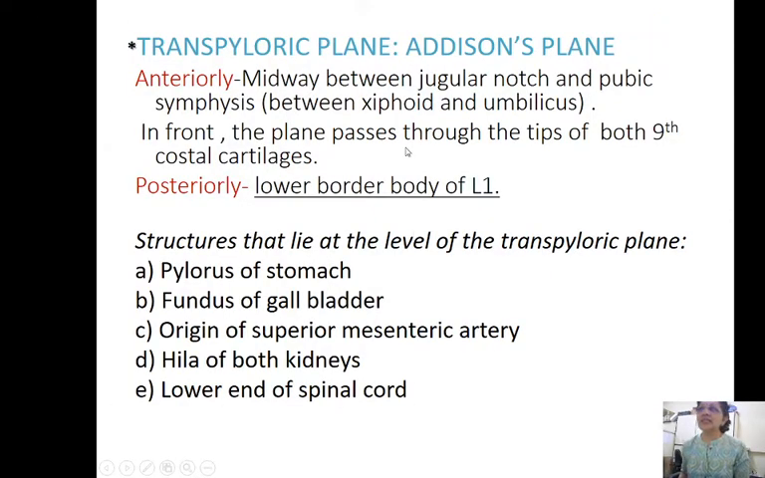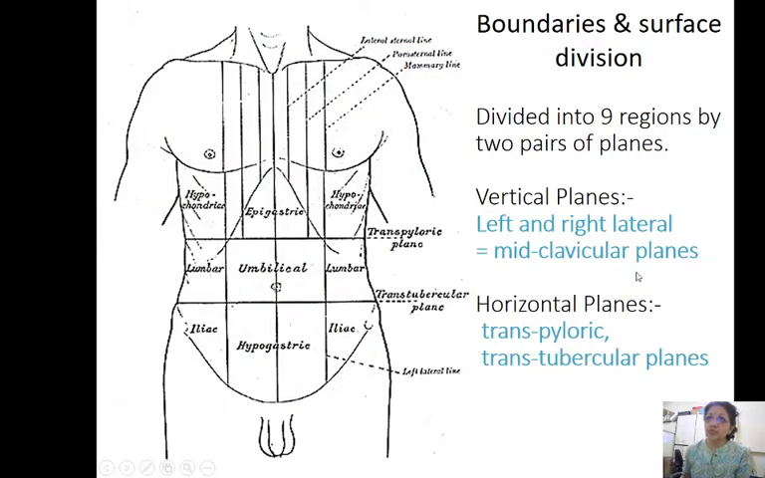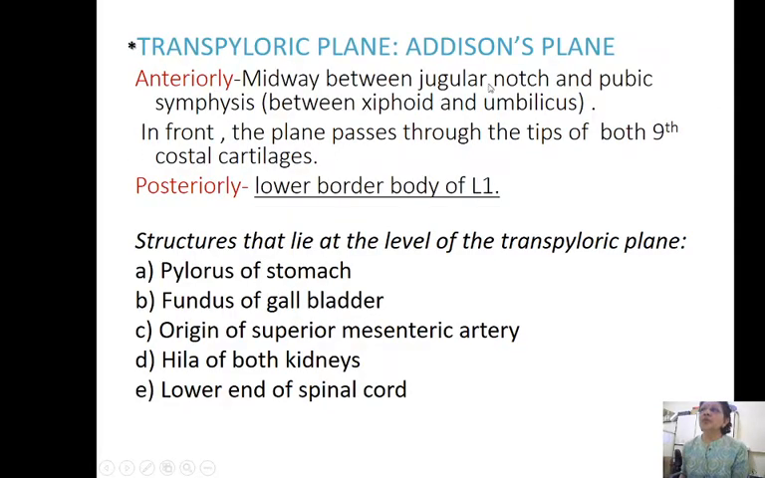The transpyloric or Addison's plane is anteriorly midway between the jugular notch and the pubic symphysis. So, the jugular notch. If you measure it and take a midpoint, does it look almost the middle? Then you get the transpyloric plane, right? Or another way of looking at it is between the xiphoid and the umbilicus. Is it more or less half? From here to here and here to here, more or less half. So midway between the jugular notch and pubic symphysis, or between xiphoid and umbilicus, this plane is horizontally cutting the abdomen.